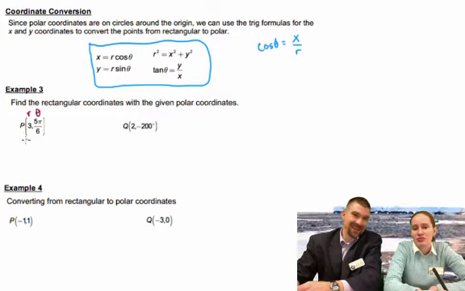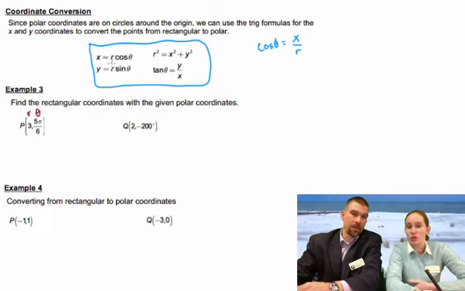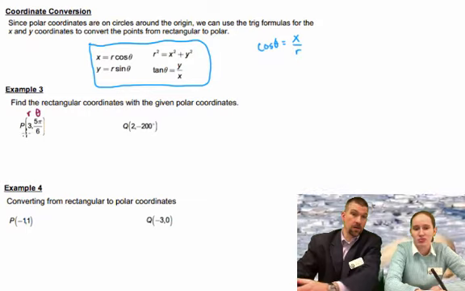So, but this is actually really simple. If we have r and theta, because we want rectangular coordinates, which is x, comma, y, we just need to plug them in there.